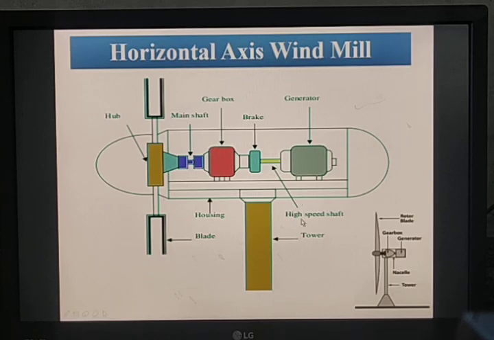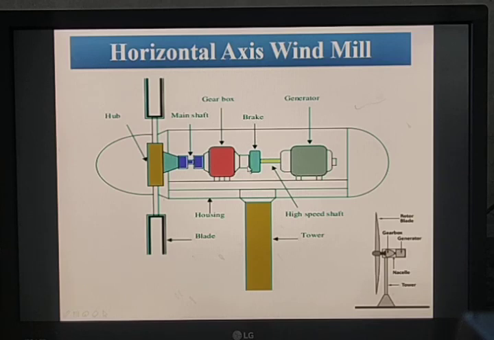With the help of the high speed shaft, this 15 to 30 rpm is raised to 1000 to 1800 rpm. Again, here the kinetic energy is converted into mechanical energy. With the help of an alternator or AC generator, that mechanical energy is converted into electric energy and then given to the grid. Here the braking mechanism is used. Suppose there is no load and the wind speed is maximum, at that time the rotation is higher.